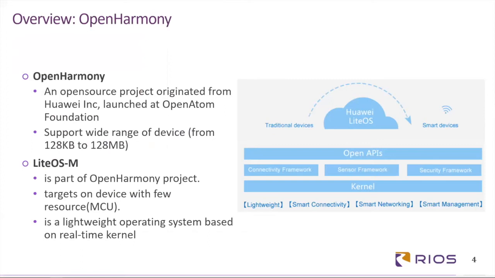Open Harmony is the open source project originated from Huawei company, and it launched at Open Autumn Operation for a wide range of devices from 128 kilobytes to 128 megabytes. LSM is a portion of the Open Harmony project. It targets devices with few resources, for example, maybe MCU, or for example, your memory only has 128 kilobytes. It's a lightweight operating system based on real-time kernel.